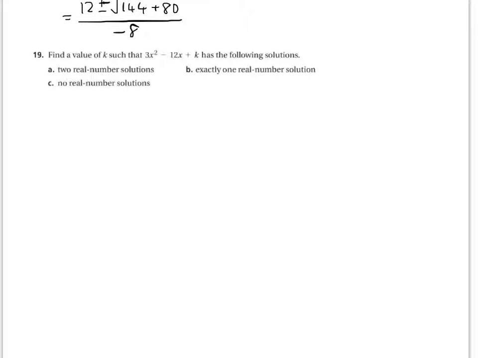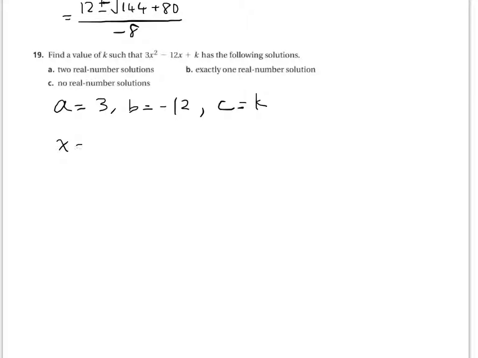B, find the value of k such that 3x squared minus 12x plus k has the following solution. A, two real number solutions. Okay, let's do that. Let's use the quadratic formula again. So in this case, a will be 3, b is negative 12, c is k. And plug the numbers in.